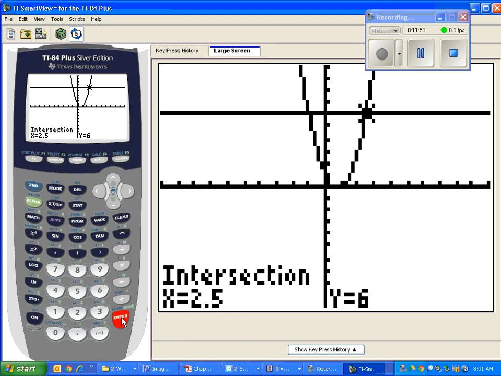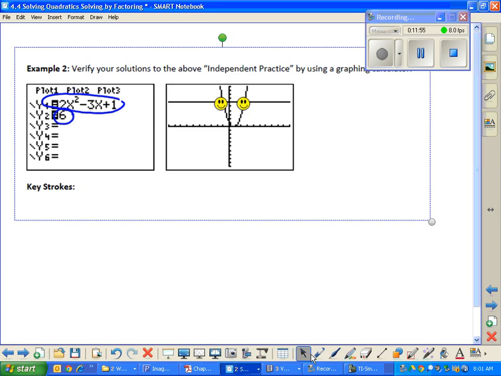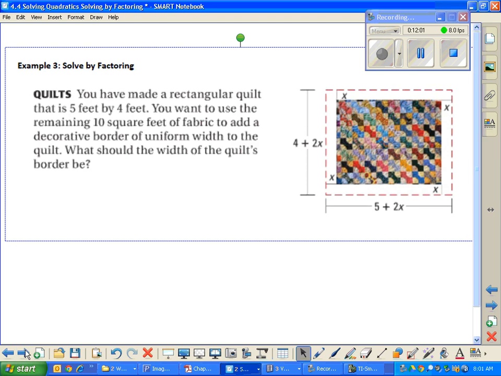So if you got those right on your independent practice, go ahead and pat yourself on the back. That's good. So that's just a real quick way you can check on your calculator. To wrap up our video lesson today, we have an application problem. So we'll go ahead and we'll read this together.